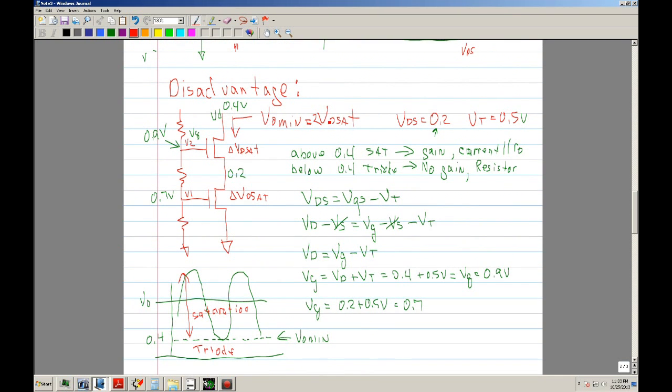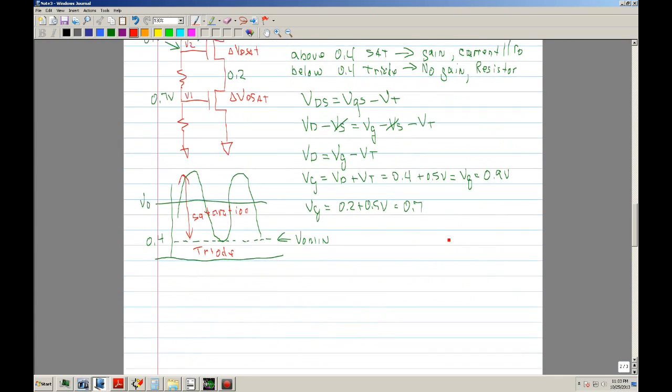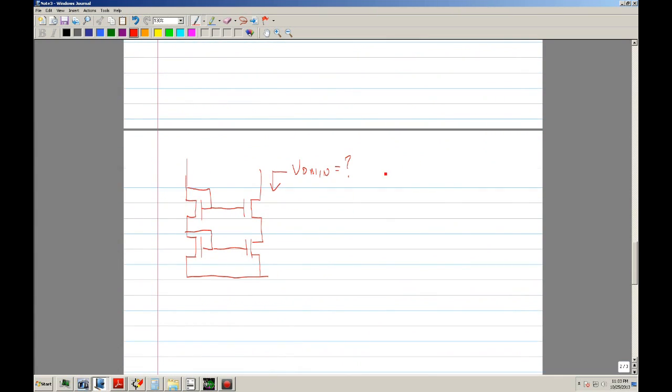Now we know up here the Vout minimum is 2 VD-sat. And looking in here, you would say, well, I would be inclined to say that it would be 2 VDS-sat as well. But if you said that, that is wrong. It's not 2 VD-sats. That's the drawback.